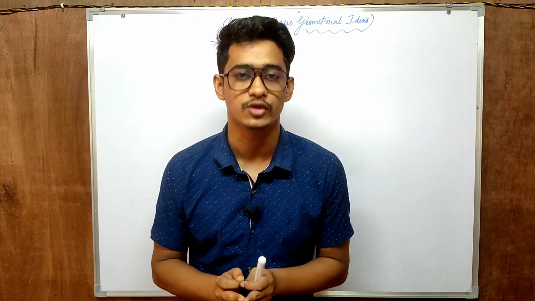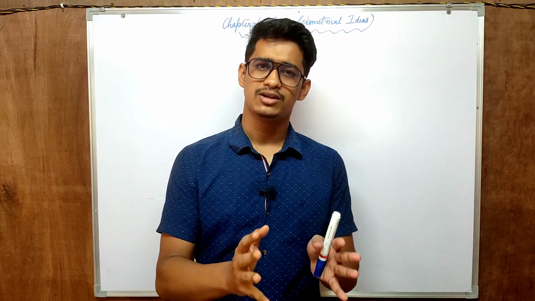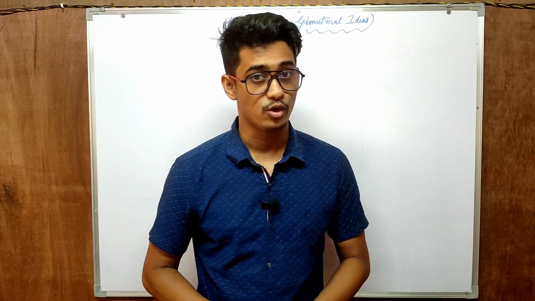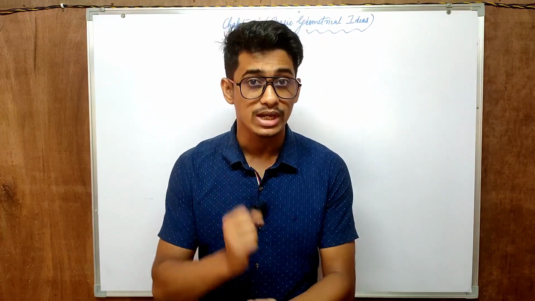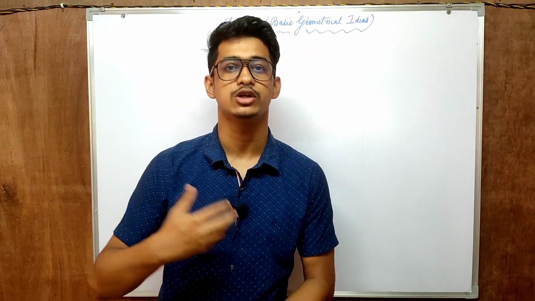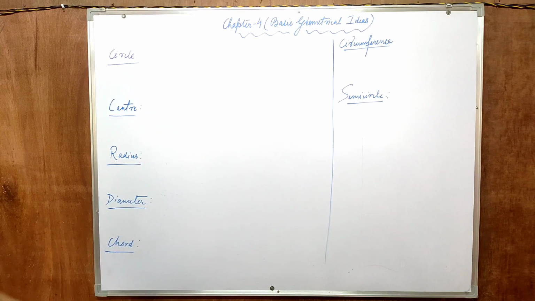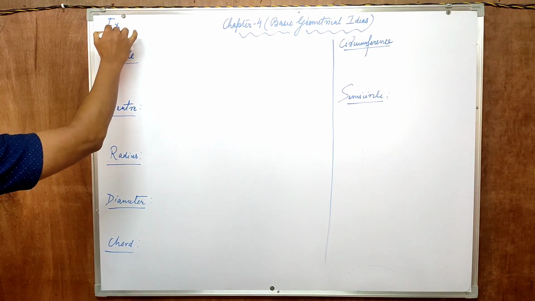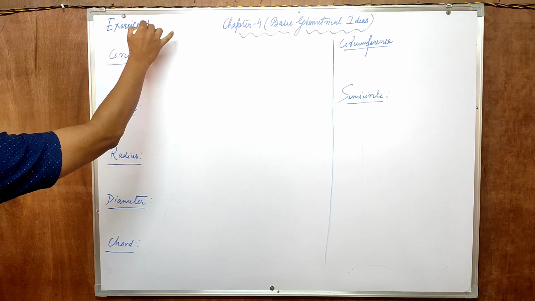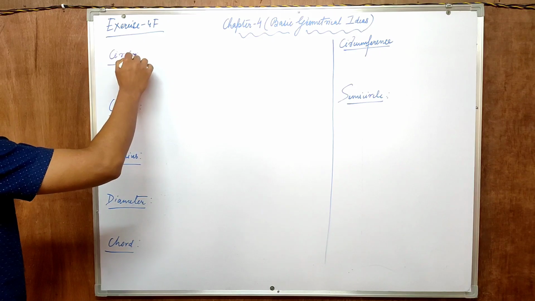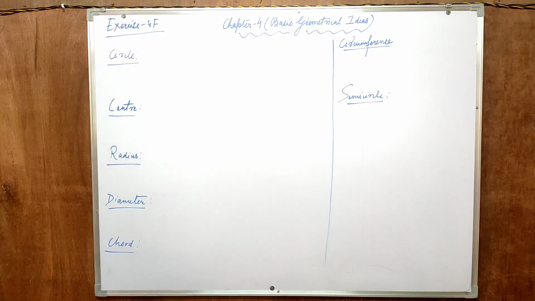This is the last exercise of your chapter, basic geometrical ideas, and most importantly, some topics are not there when we are dealing with exercise 4F. So without wasting any further time, let's quickly understand which topics are there and which are not. These are the few topics that are required when we are dealing with exercise 4F, and which are there in your course. The rest of the other topics are not there. Let's understand one by one what the topics are and how to deal with them.